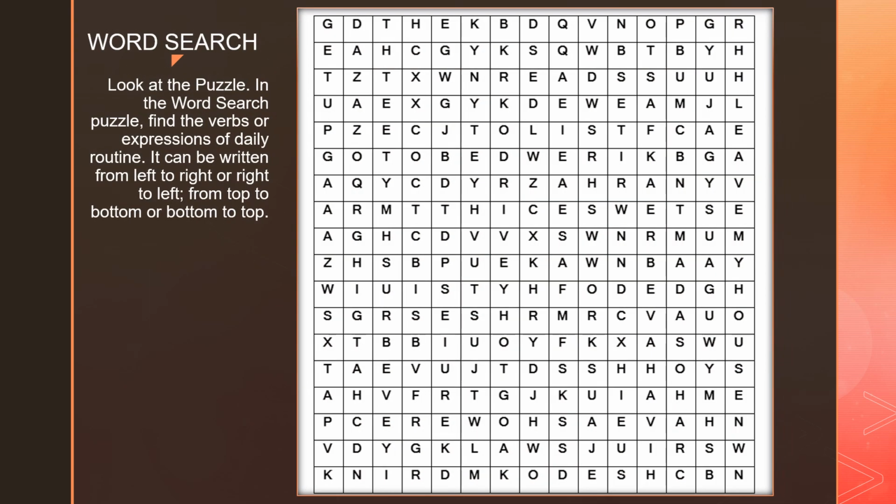Well, now I'd like to ask you to look at the puzzle. In the word search puzzle, find the verbs or expressions of daily routine. It can be written from left to right, or right to left, from top to bottom, or bottom to top. Please stop this video for a while and try to find those verbs or expressions.